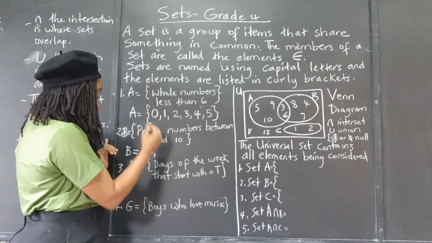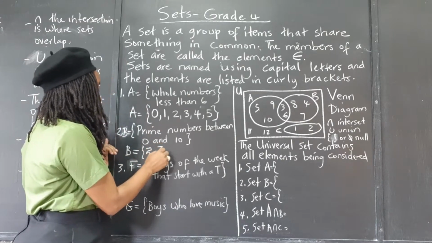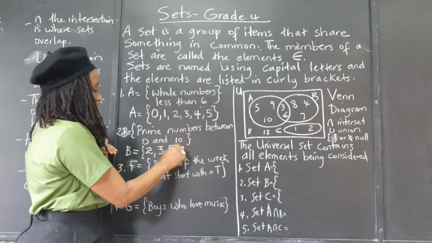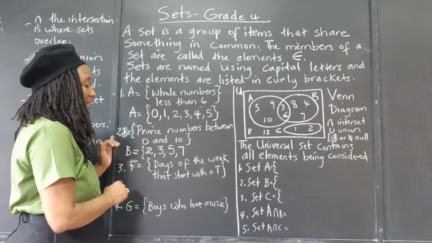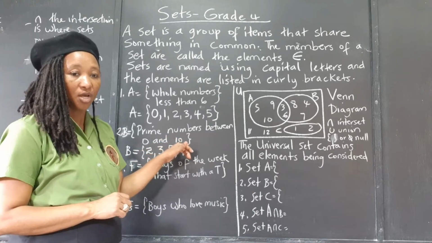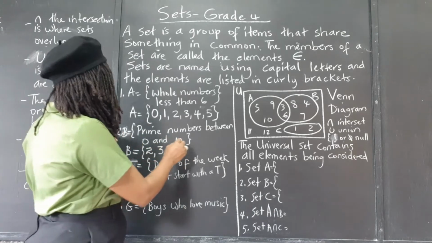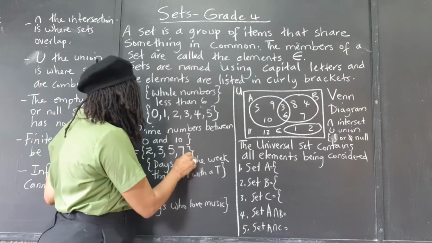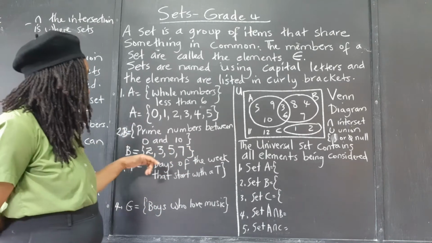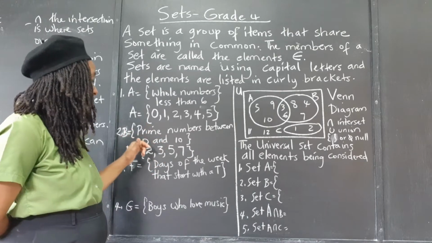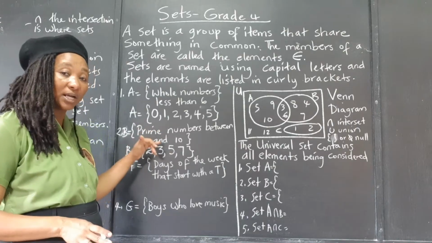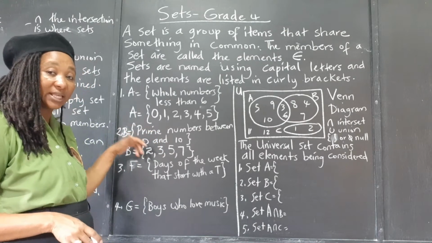The second prime number is 3. The third prime number is 5. Then 7. The next one is 11, and that's more than 10. So we're going to stop at the 7 because for set B we only want the prime numbers that are between 0 and 10. We don't want any other prime number, just these ones that they're interested in for this set.